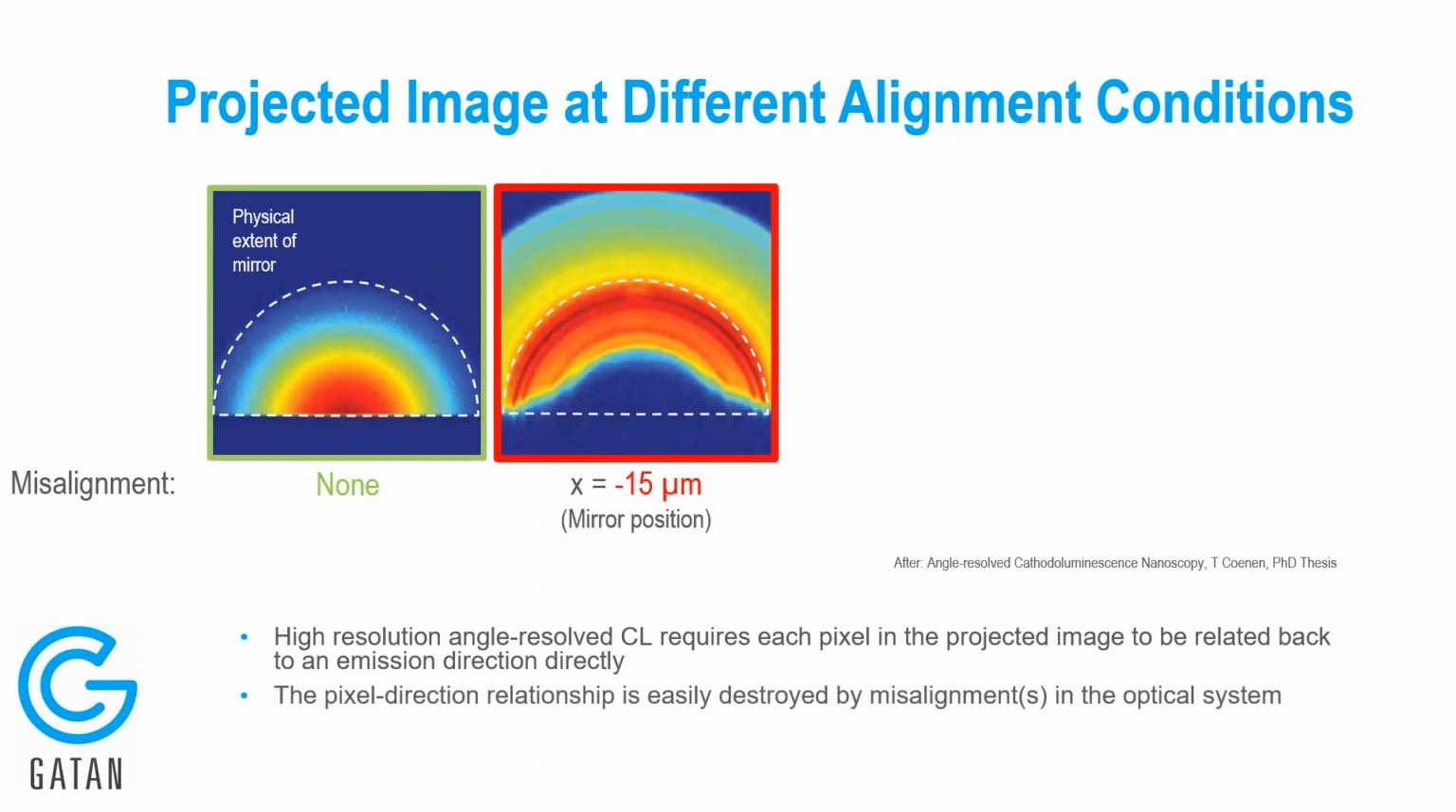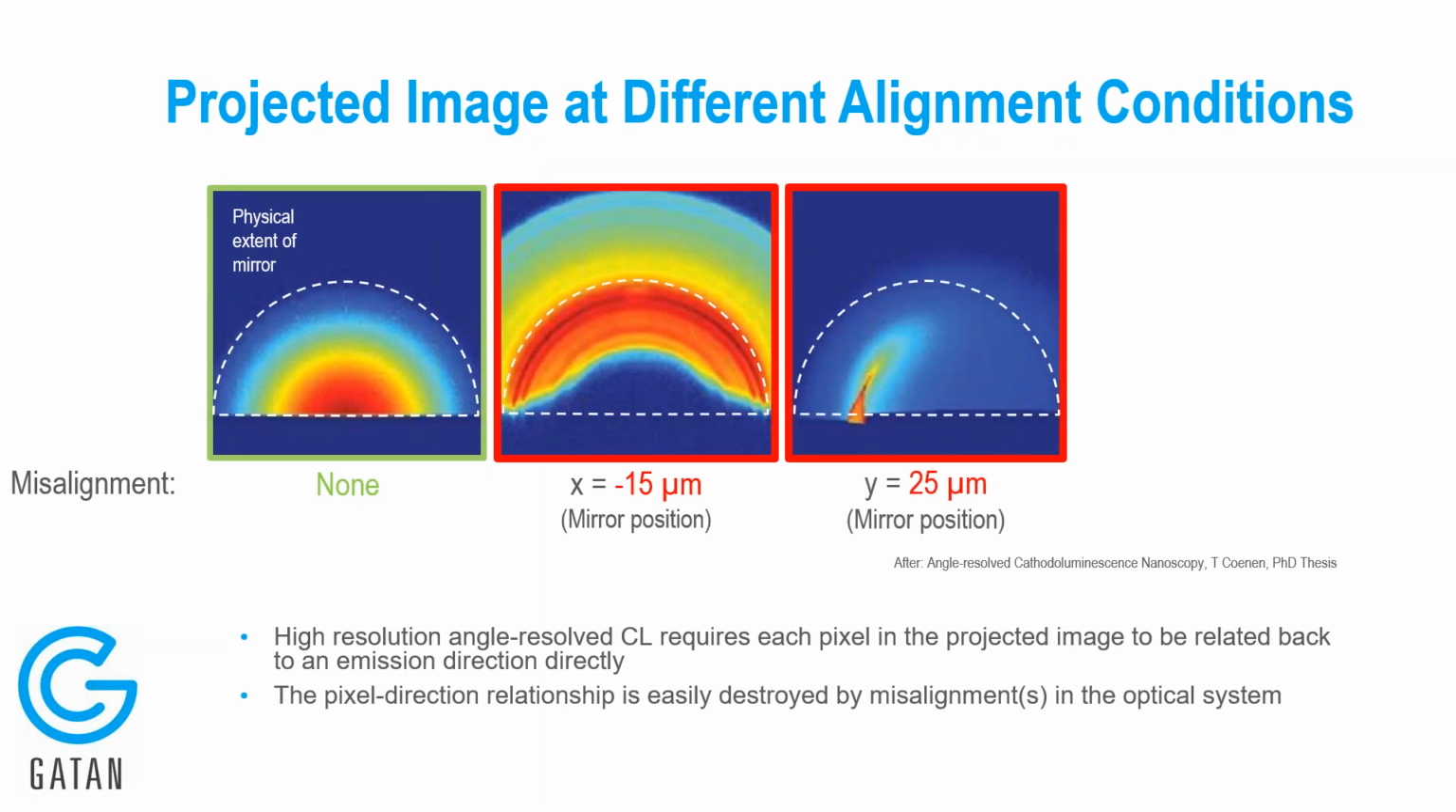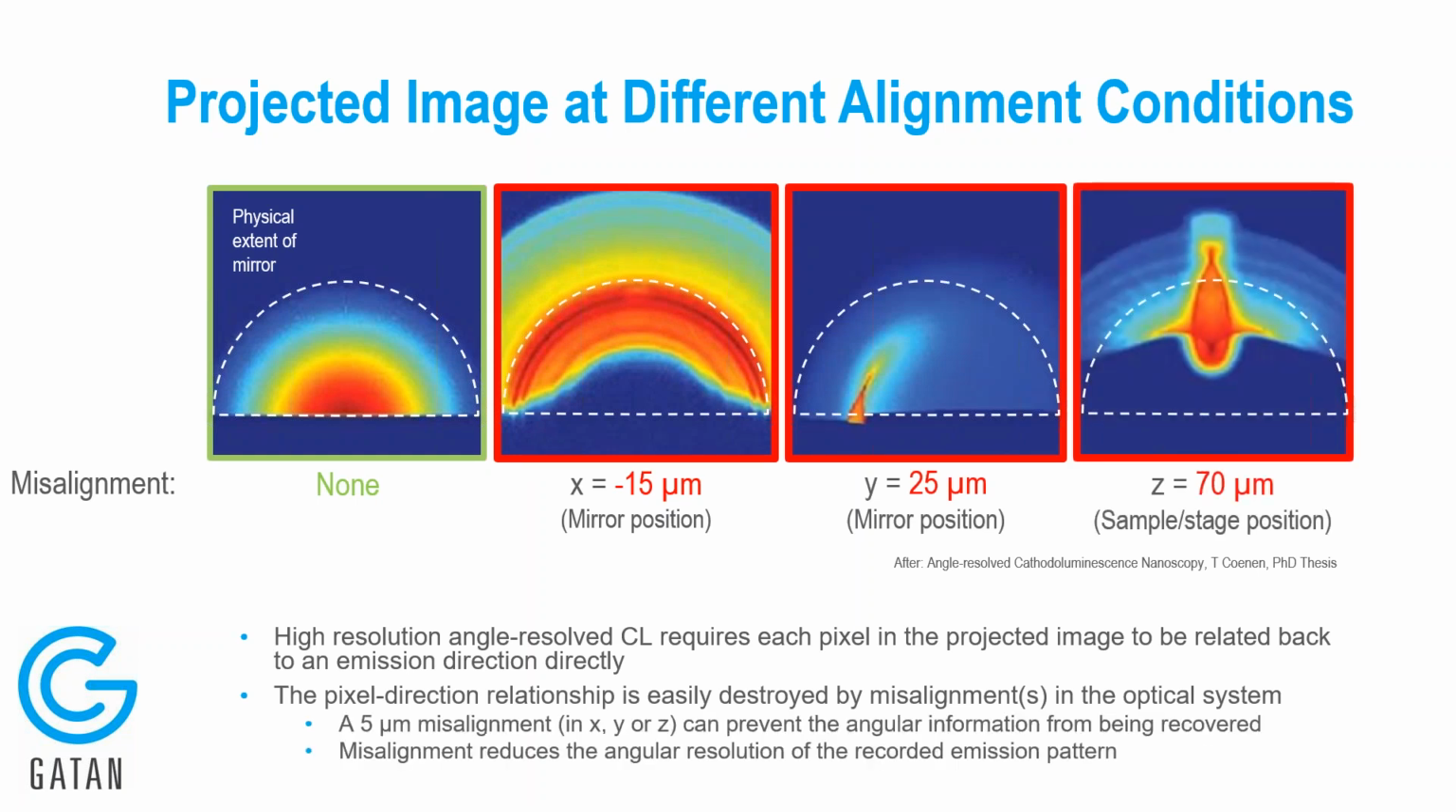However, a small misalignment easily destroys that relationship between the pixel coordinate and the emission direction. Misalignments as small as 5 microns mean that you prevent the angular information from being recovered. So, obtaining the sharpest emission patterns or angle-resolved information requires perfect optical alignment. We thought about this a lot when developing the Monarch system.